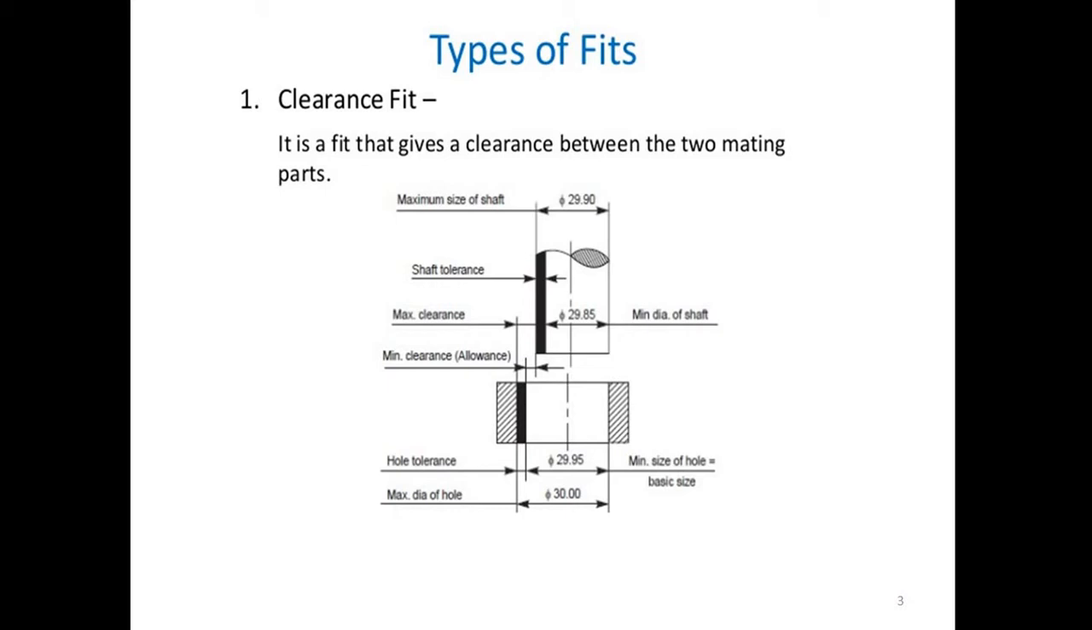Right now, the nominal diameter, the minimum diameter, maximum diameter is shown. The tolerances are shown on both shaft as well as hole. The dark shaded portion shows the tolerance zone, because it is not possible to manufacture the component with exact size. So there is a tolerance.